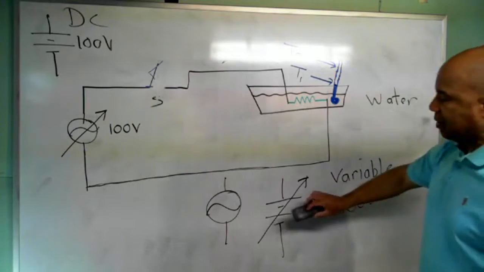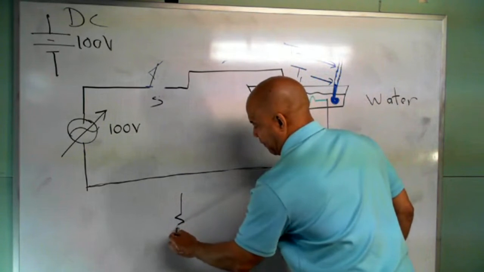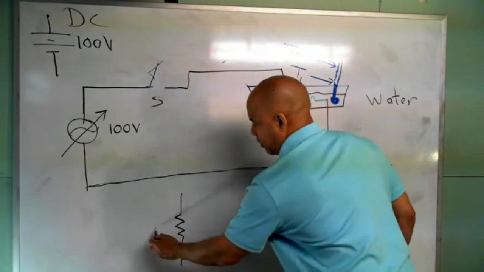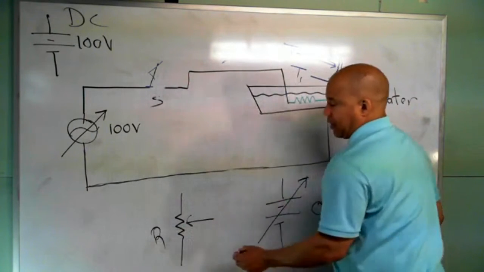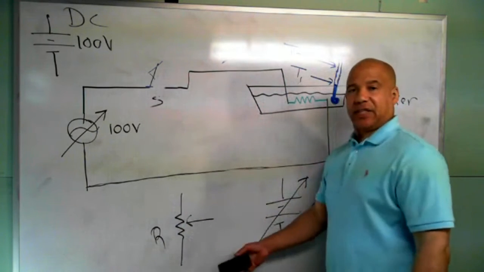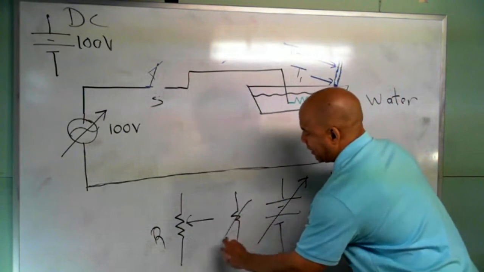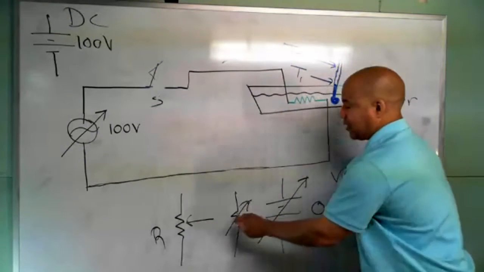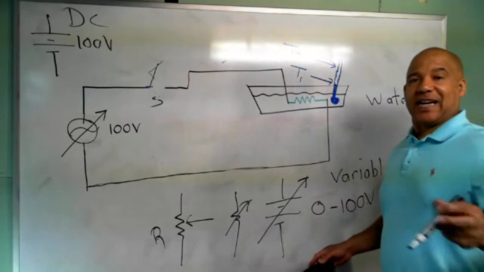You guys saw a resistor. Here's a fixed value of resistance. If I show you the arrow through it like that, well, that means I can change the resistance. I can vary it. Or you may see it like that. That's a potentiometer. That's a rheostat, or variable resistor. So an arrow through a device means I can change it.